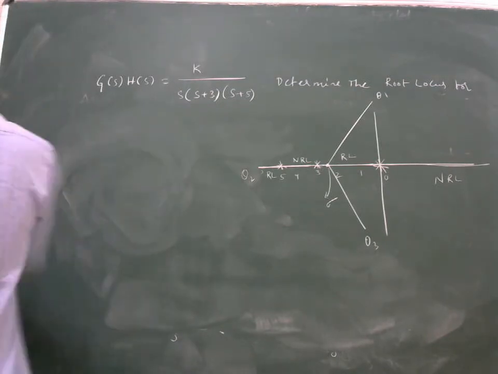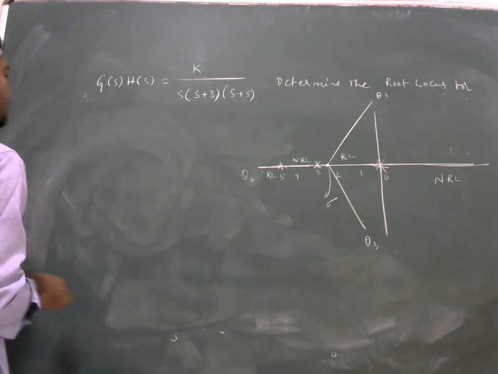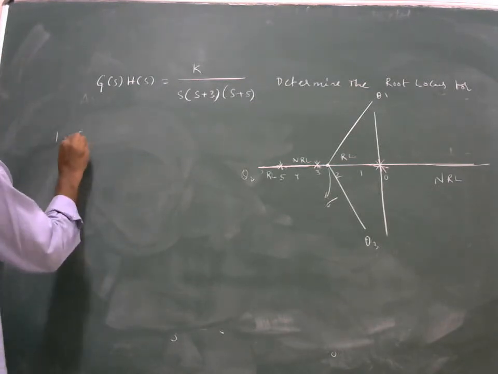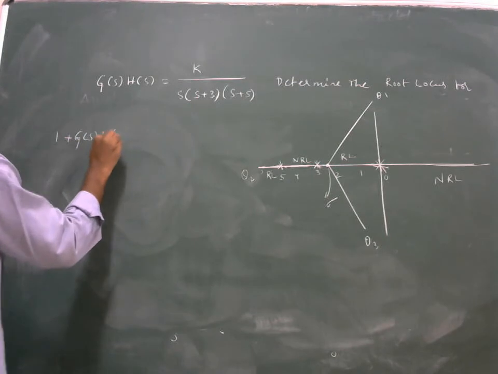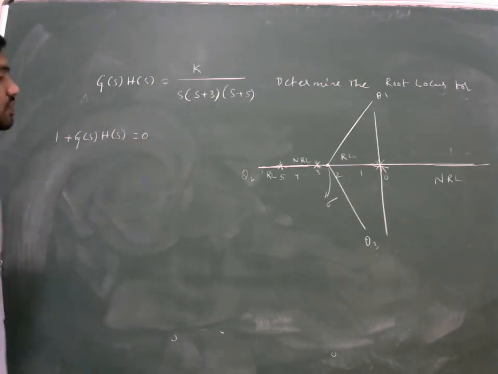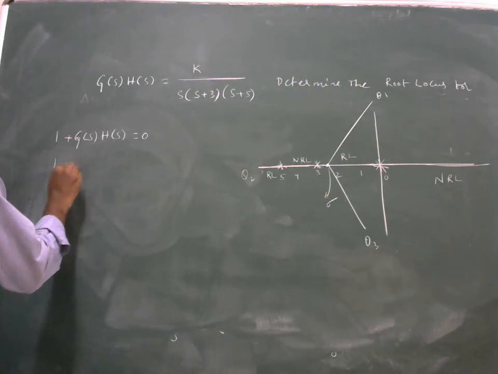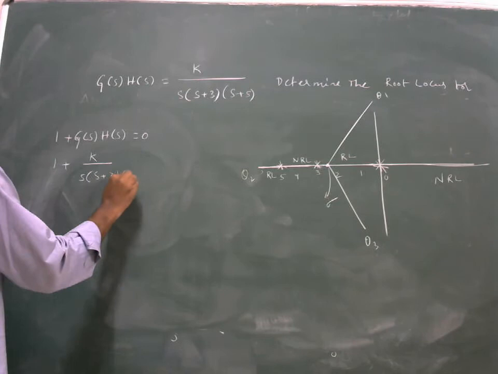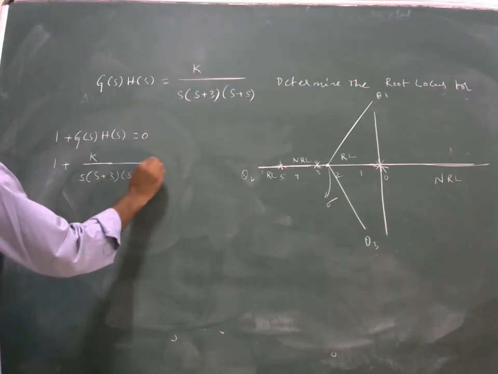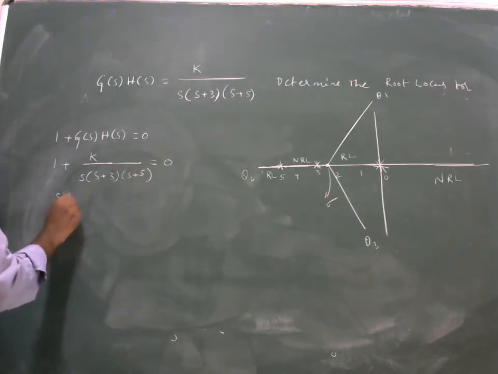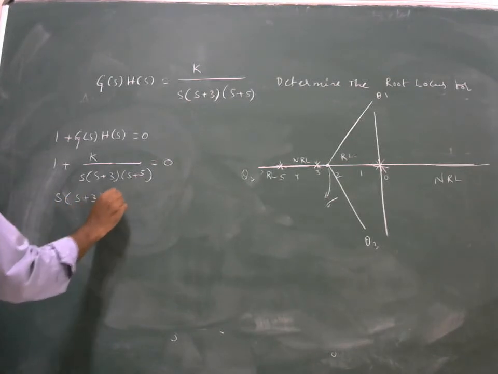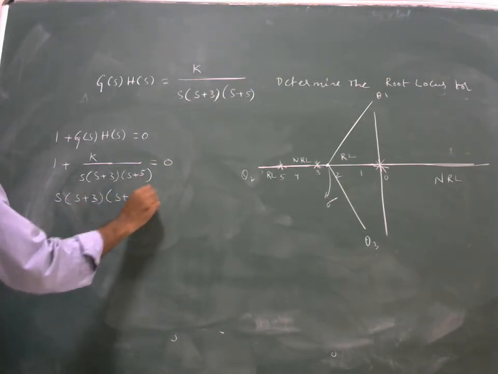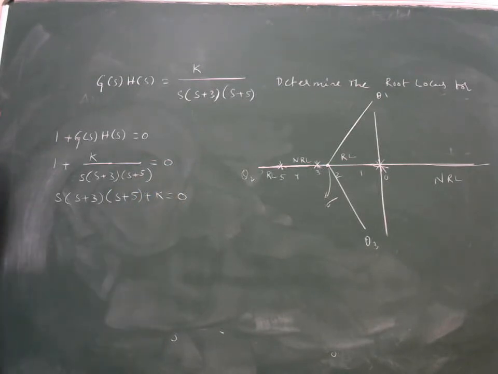To find the breakaway point, we need to consider 1 plus g of s into h of s is equal to 0. What is g of s into h of s? You need to take 1 divided by s into s plus 3 into s plus 5, so you are going to get s into s plus 3 into s plus 5 plus k equal to 0. You need to simplify this equation.